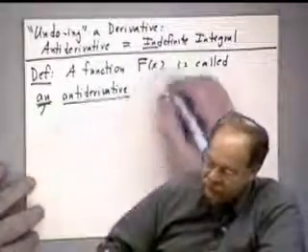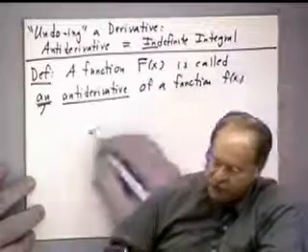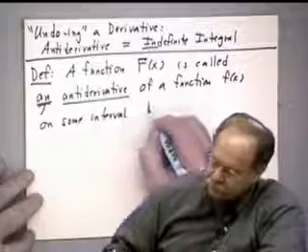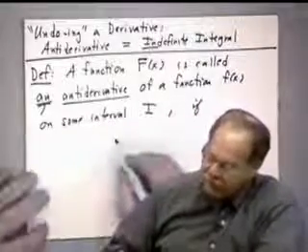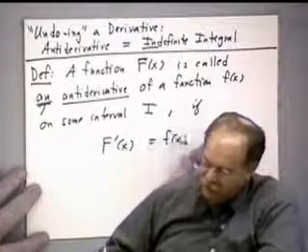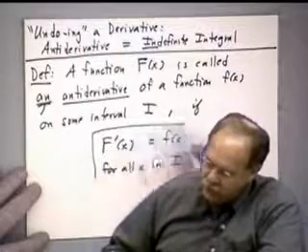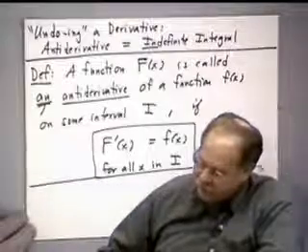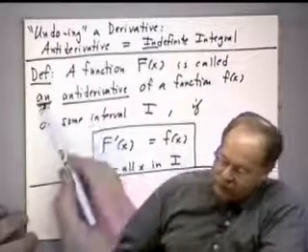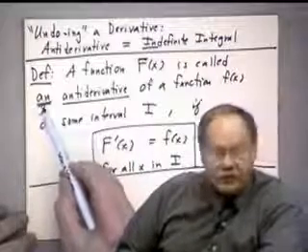An antiderivative of a function, little f of x, our usual notation, on some interval I, if the following is true: if when you take the derivative of this F, you get our function f of x for all x in that interval in question. So this is what makes big F an antiderivative. It is something whose derivative equals f. So that is the definition here. And we will find out in a moment that an antiderivative means that there's more than one antiderivative. This is just one of many.